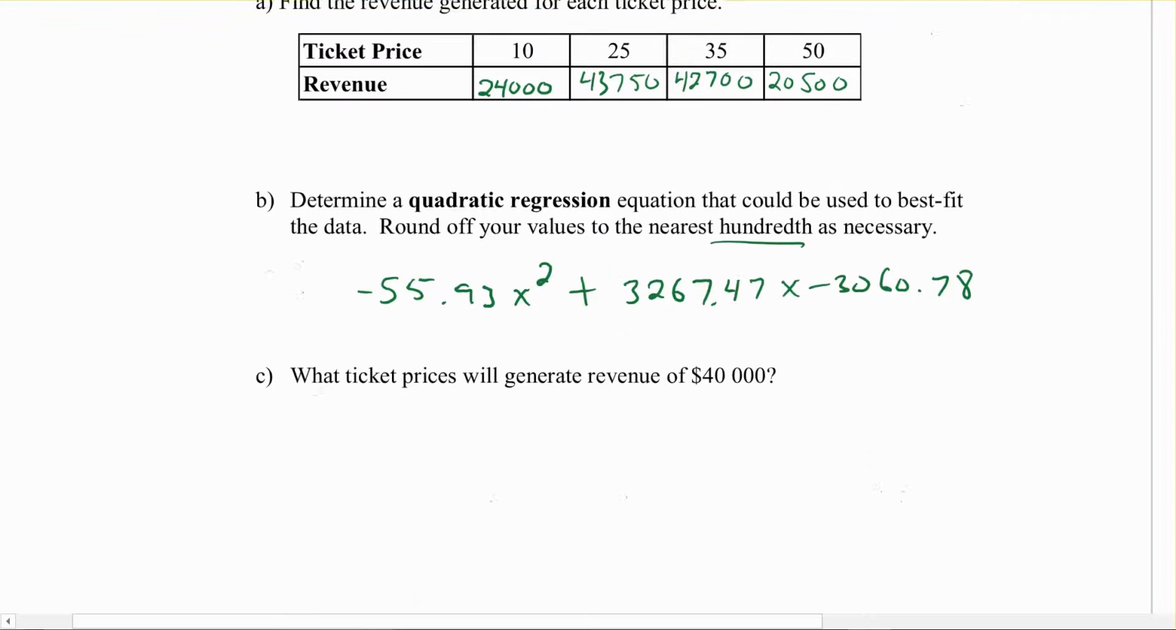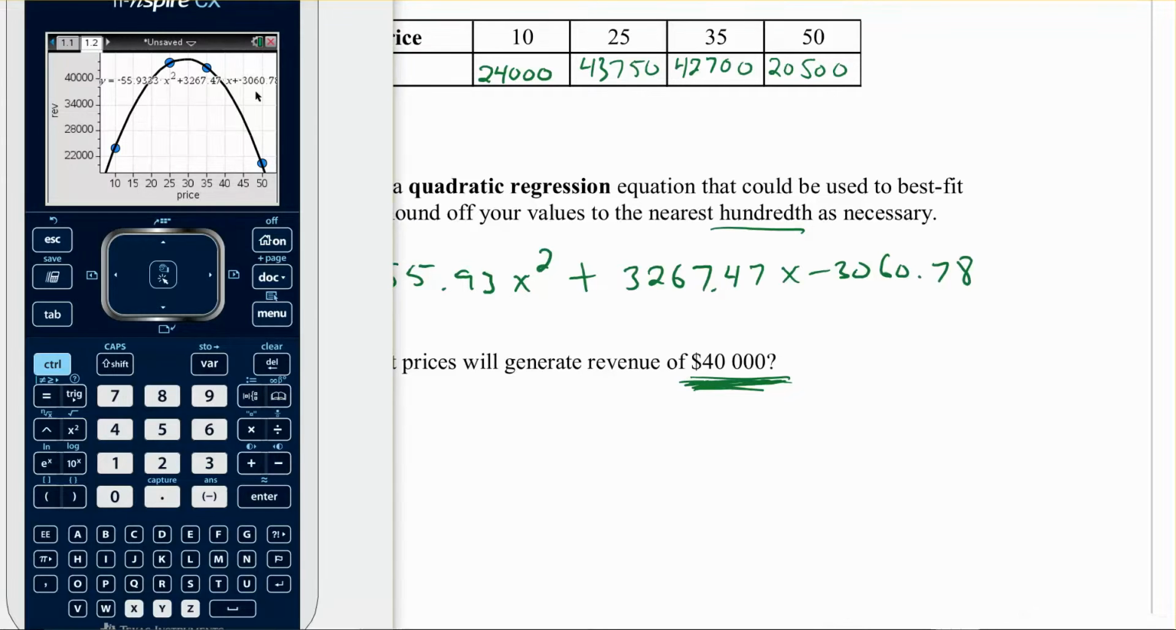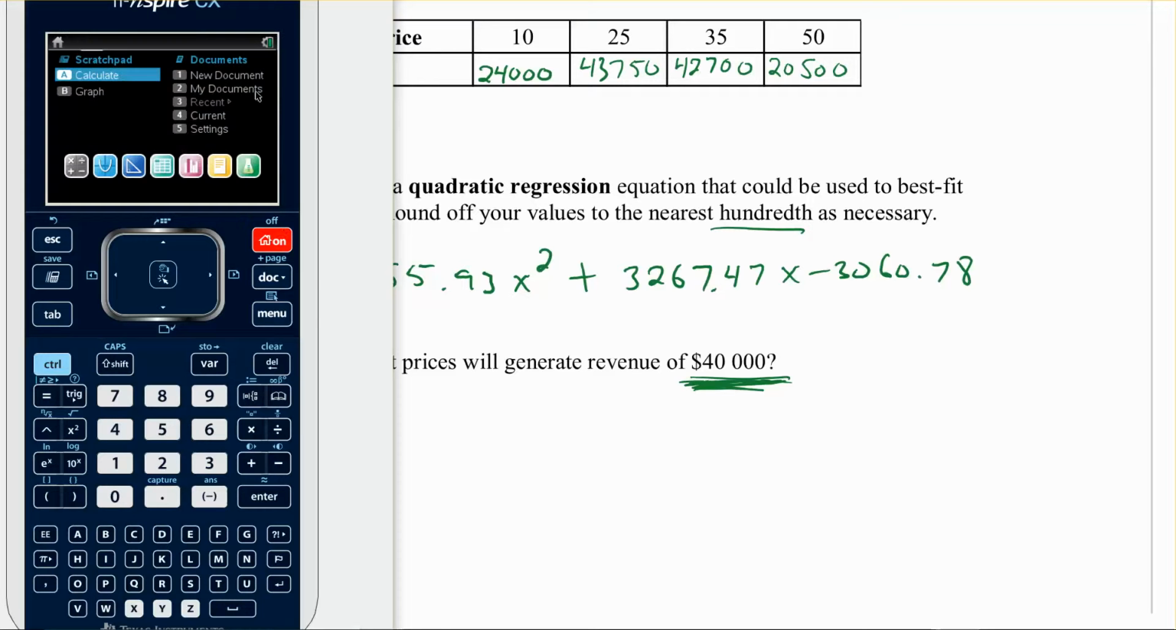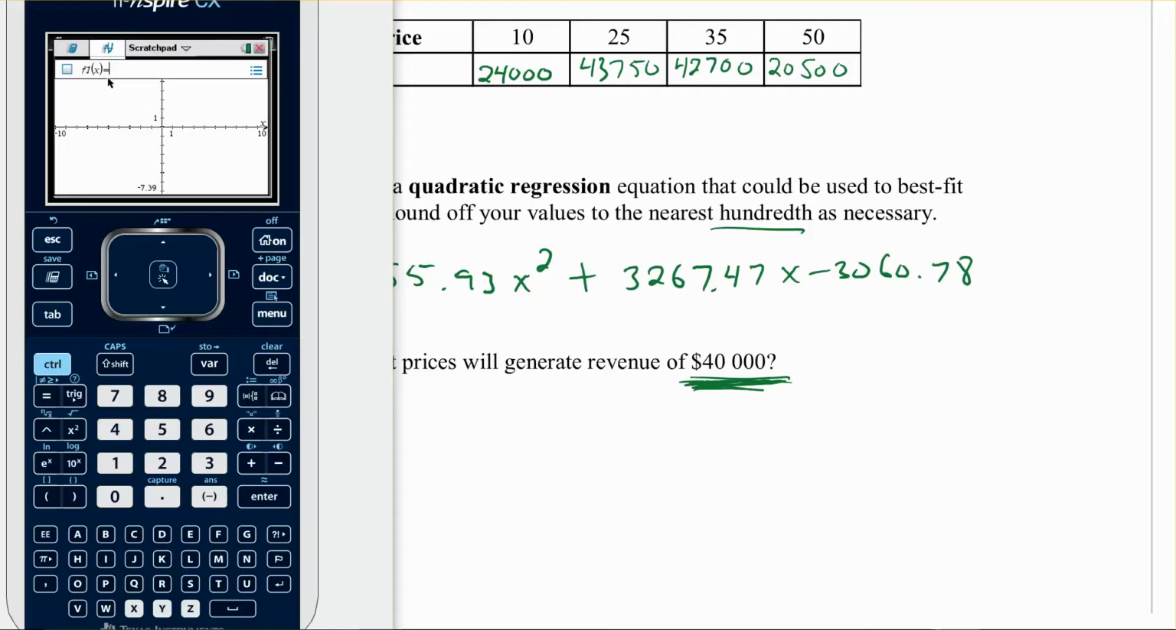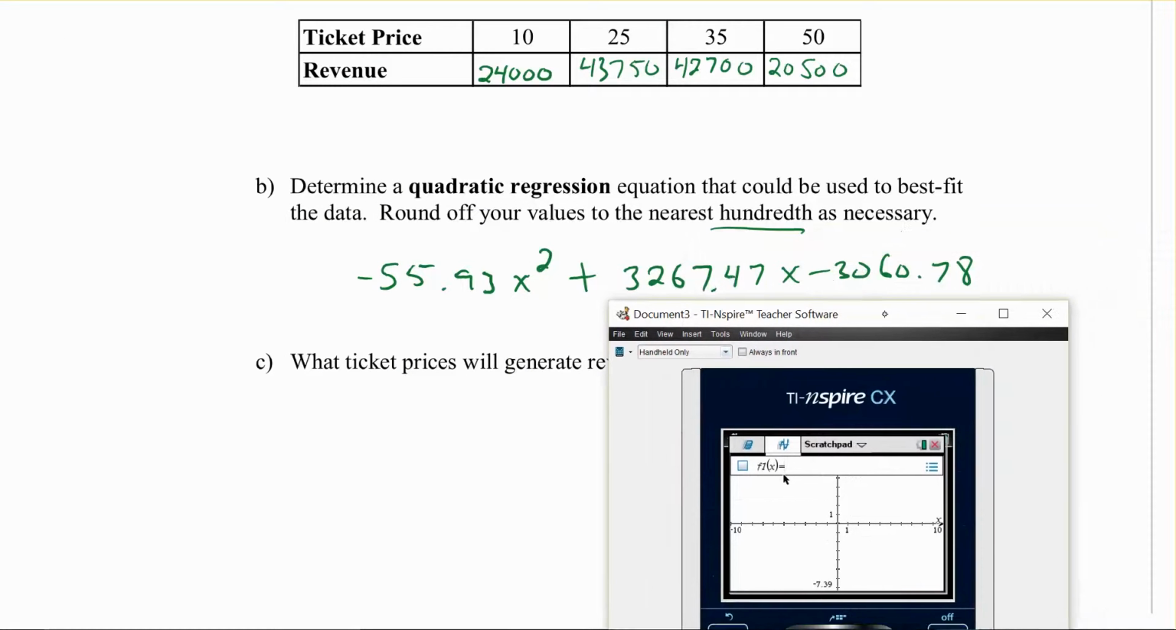Now it says what ticket price will generate revenue of $40,000. So they've given us a revenue, right? They've given us a Y value. We want to know what the X value is going to be that corresponds to that. So what we need to do is take our formula and actually put it into a graph. So we're going to graph that, and we're going to put in the one I just wrote down there.